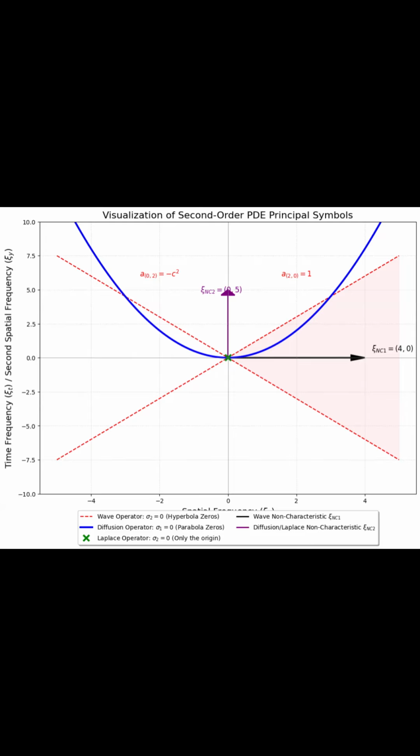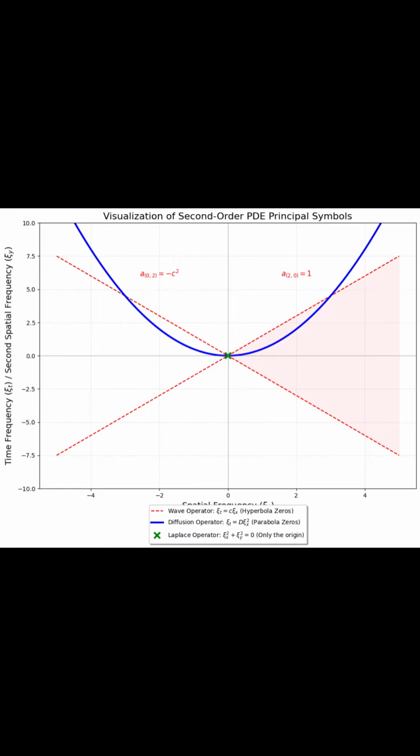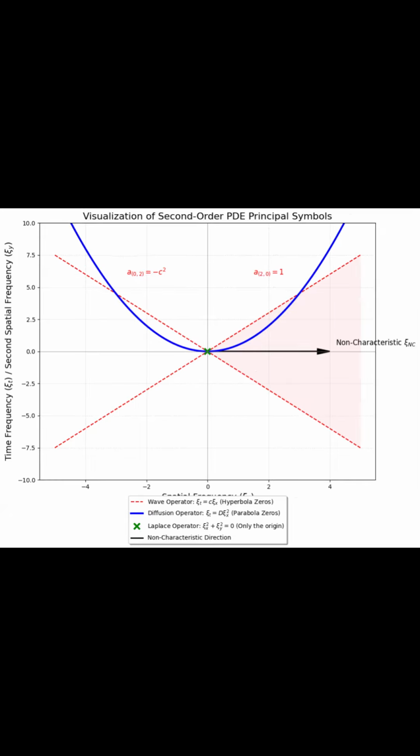For hyperbolic equations, like waves, you get two clear paths. That's why waves propagate so cleanly. For parabolic equations, think diffusion. You get one repeated direction, which leads to that classic instantaneous spreading behavior.